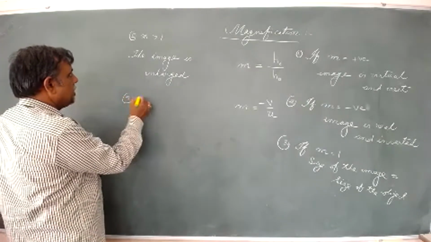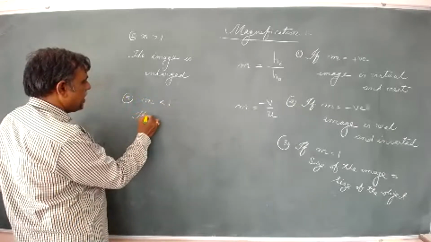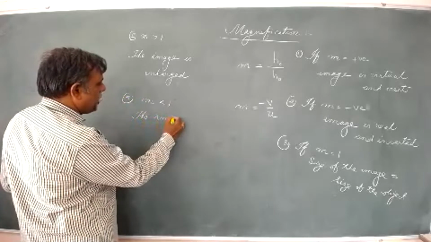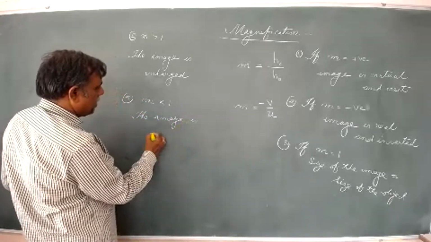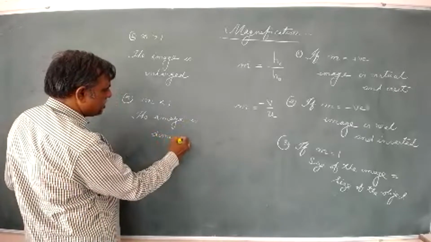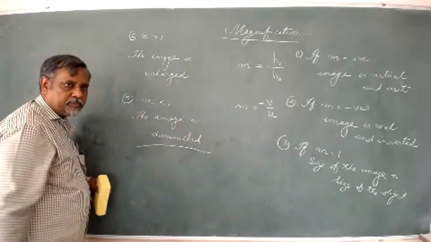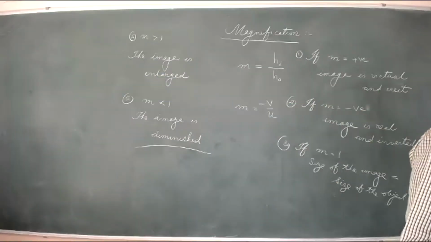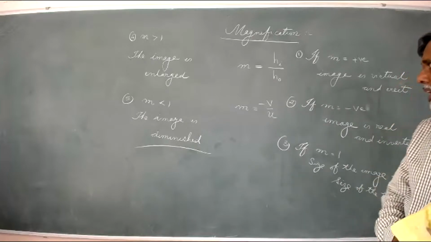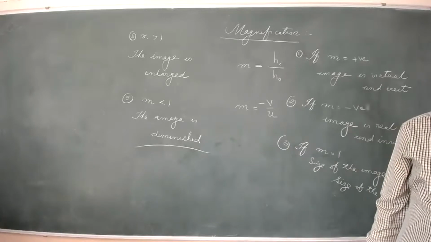And the fifth one, when magnification is less than 1, so then what do you say? The image is diminished. The image is smaller, which is diminished. Okay, this is the information that we get. Understand? Like this. Okay, now coming to the sum. This is about spherical mirrors.